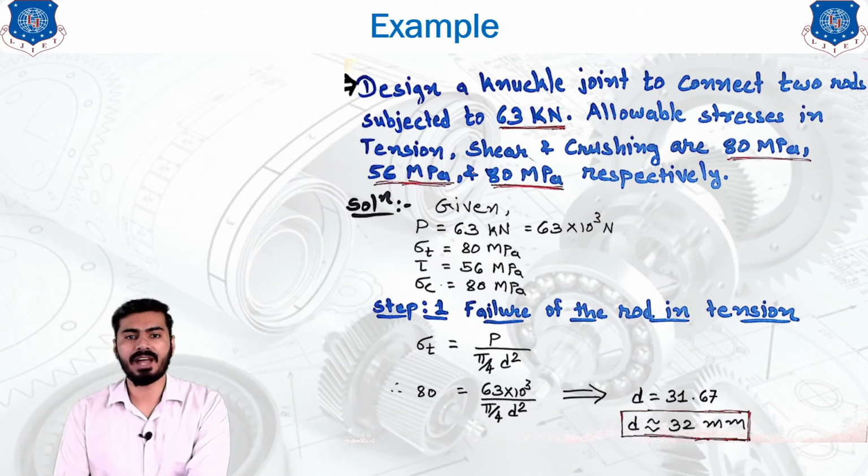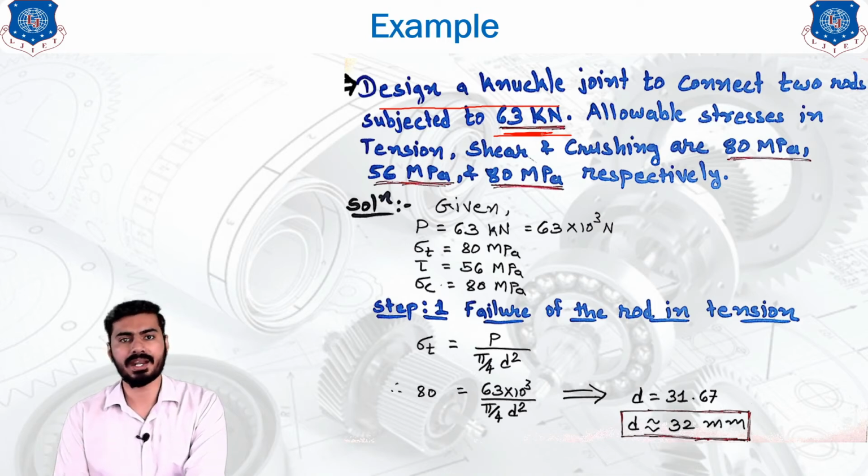The data of the actual example is written in blue font. As you can see, the data itself indicates that we are to design a knuckle joint to connect two rods subjected to 63 kilonewton. The nature of the force is not provided, and that's why we will take it as a tensile force by default.